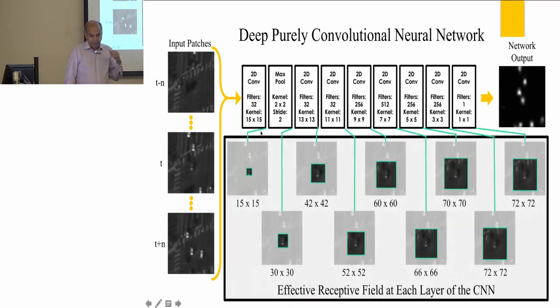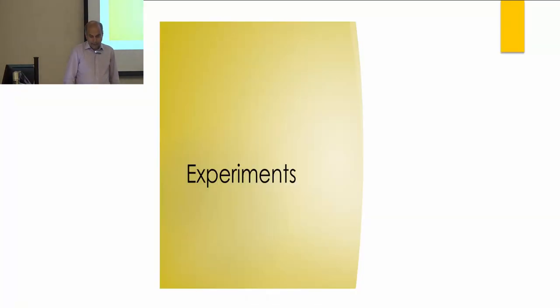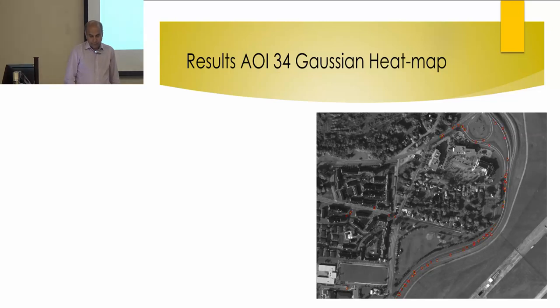Now, because of the pooling, the receptive field actually increases. It's 15 by 15. But when you do pooling, the next layer, even though it is 13 by 13, actually becomes 30 by 30. So when you go through the different layers, the effective receptive field becomes 72 by 72. So we're looking at many more vehicles at the end, and so we get very good results.